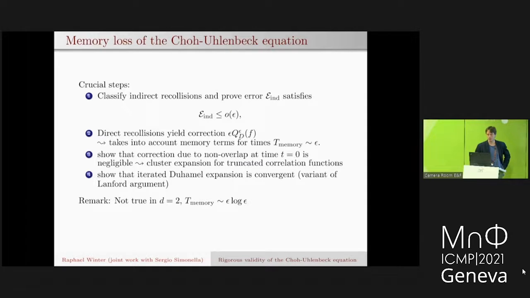And then we have to meld all these ingredients together using this iterated Duhamel expansion, which was pioneered by Lanford. But this is just a variant of this argument. And then, just as a concluding remark or a word of caution, for example in dimension two, the same would not be true. In dimension two, the first order correction is actually not of order epsilon, but it's bigger by a logarithm. It's actually not that difficult to see, but I sadly don't have time to explain that now.